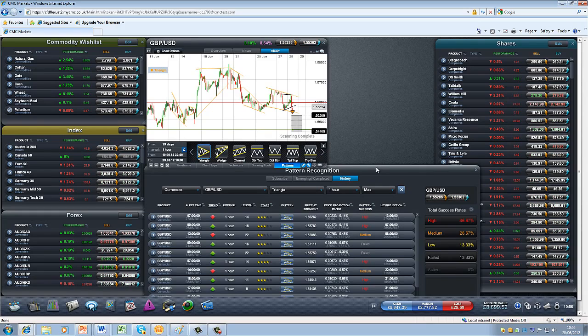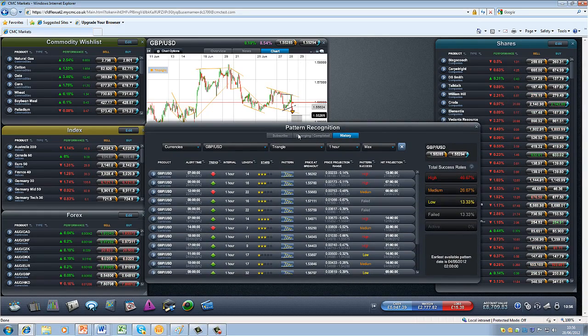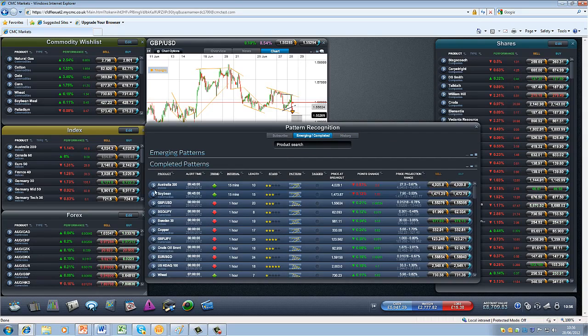but you can also see it within the charts itself. A lot of the time what I like to look for, if I go to my actual emerging completed sections on here, is every 5 minutes it scans your chosen products. And if you select every single asset type, there's over 120 products to choose from. And it does scan there every 5 minutes as well.